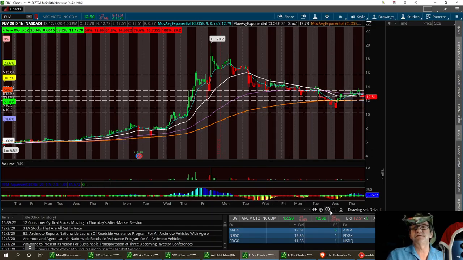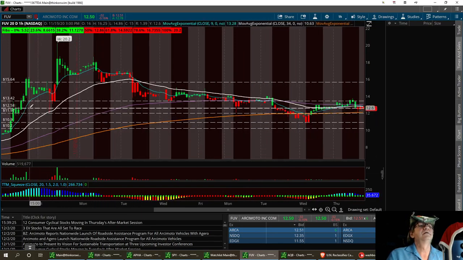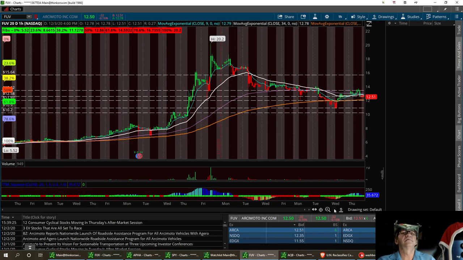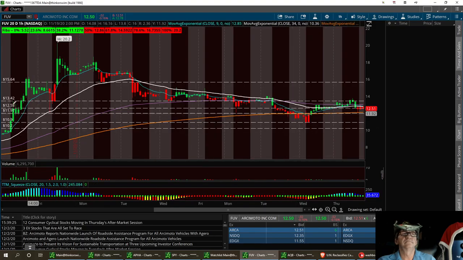What is this? 1258. Actually, let me go back. No, it's that higher one. Yeah, it's 1142. That's what we got to break. Then we can bring it back up here. Solid buy down here right around 1090.